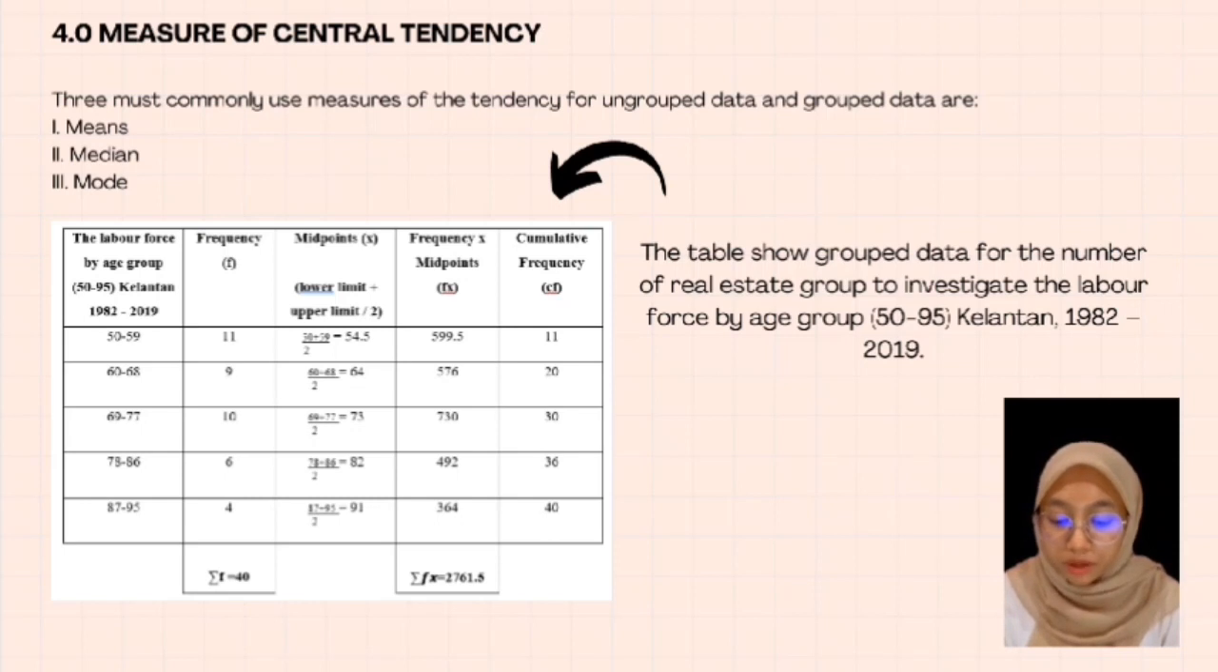Frequency multiplied by midpoint. The first class is 599.5 plus the second class 576 plus the third class 730 plus the fourth class 492 plus the fifth class 364. The total is 2761.5.